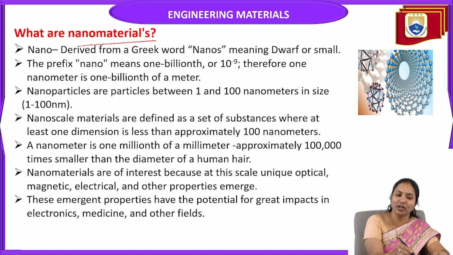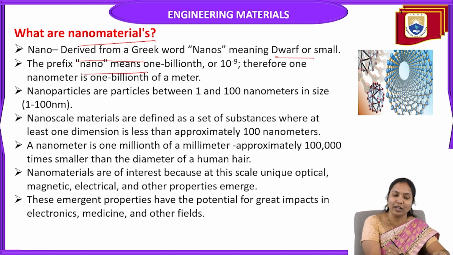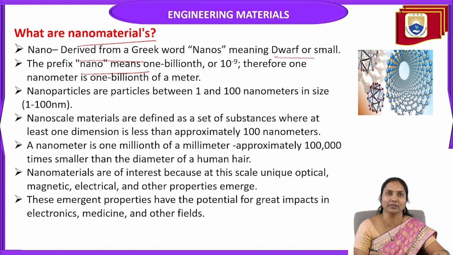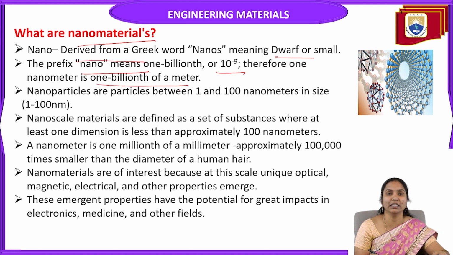So here, first, what is the meaning of nano? It is derived from Greek. Nano means dwarf or small, so it is a small material. The prefix nano means one billionth, that means 10 to the power minus 9. Therefore, the nanometer is one billionth of a meter. The study of nanomaterials is called nanotechnology.